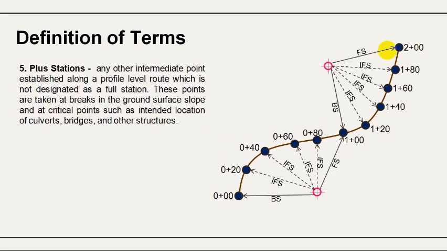Plus stations. Kung siya any other intermediate point established along the profile level route. So, ang plus stations, any sight siya other than intermediate foresight. These points are taken at breaks in the ground surface slopes and at critical points such as the intended location of culverts, bridges, and other structures.